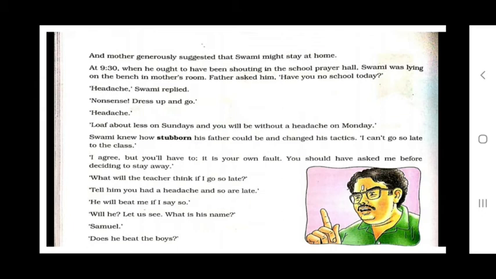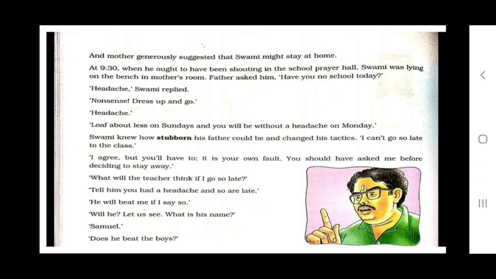Swami was very happy, but when the time was 9:30, when he ought to have been shouting in the school prayer hall, Swami was lying on the bench in mother's room. So now what happened? It was now school time, 9:30. What would happen at that time? There will be prayer in the school. And what was Swami doing now? He was lying where? He was lying on the bench.